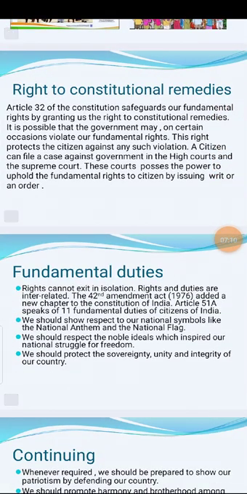Now students, next, fundamental duties we'll be discussing in our next lecture.